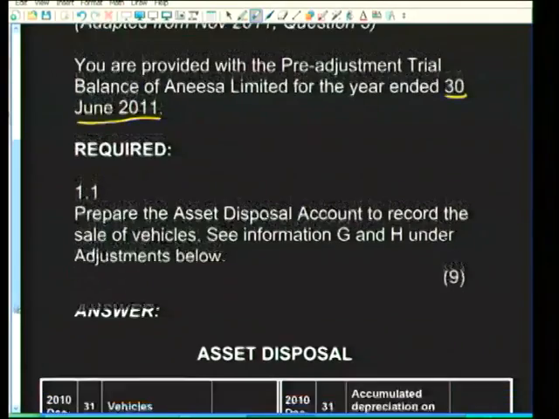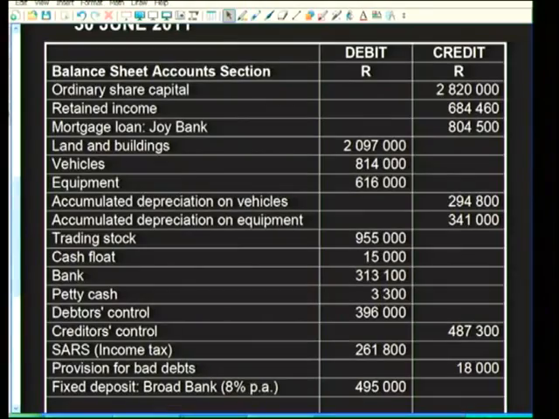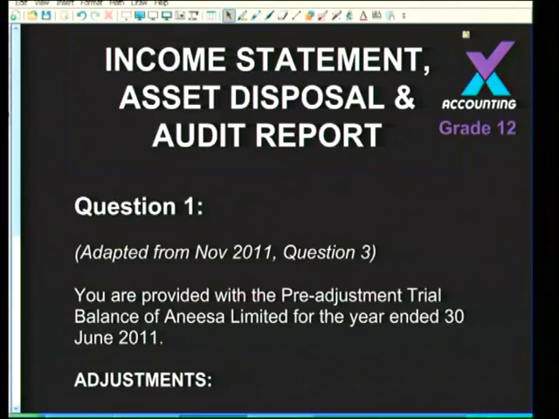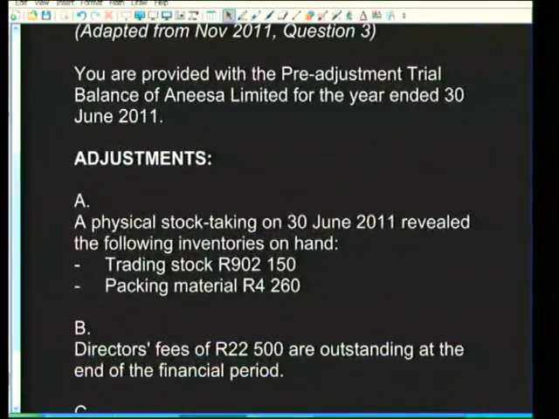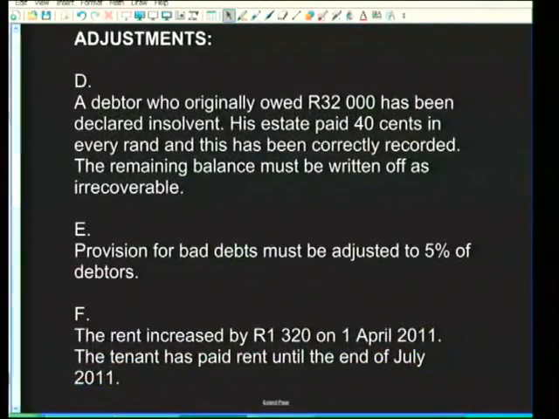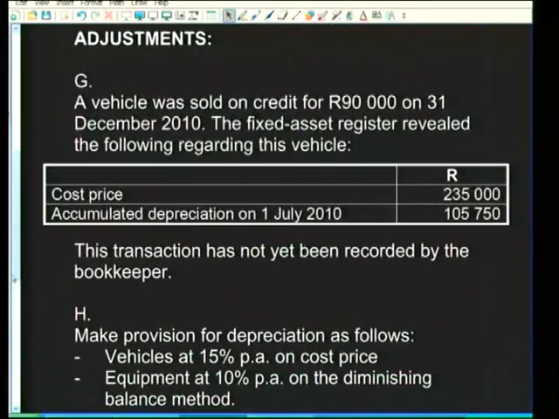So, the question is asking us to prepare the asset disposal account to record the sale of vehicles, and it's telling us to see information G and H under the adjustments below. So let's have a look at what the information gives us. We'll have to skip through some of the other adjustments. You'll see it starts with A. The question tells us that only adjustment G and H are relevant. So let's have a look at what they say and read them together.